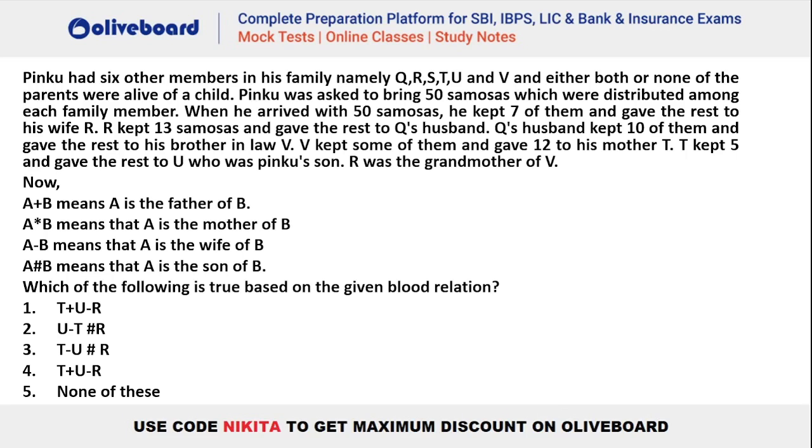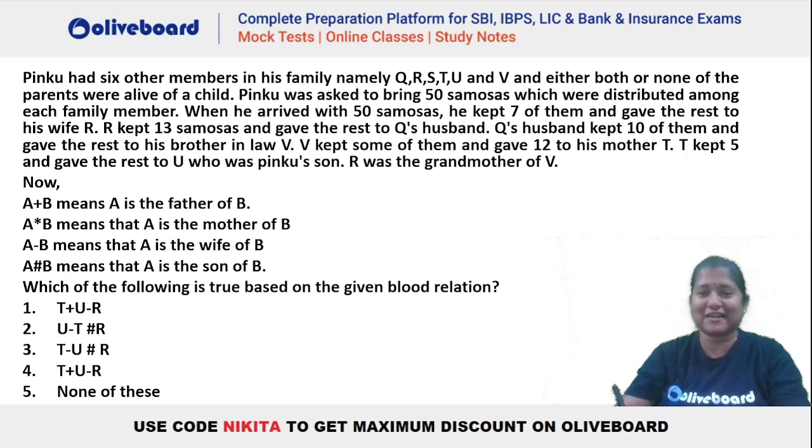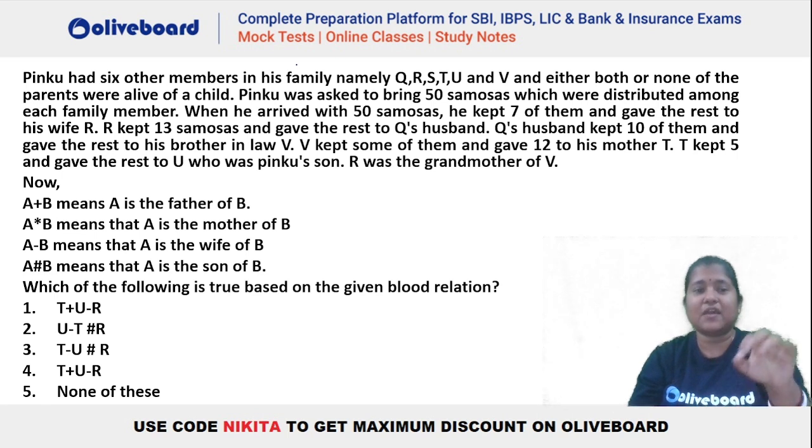I hope we are able to understand this particular question, how this has to be done. Chalo, let's try it out, right? Let's see how this particular question is to be done. So you can see Pinku had 6 other members in this family. That means there are 7 members in this family. Pinku plus Q, R, S, T, U and V.